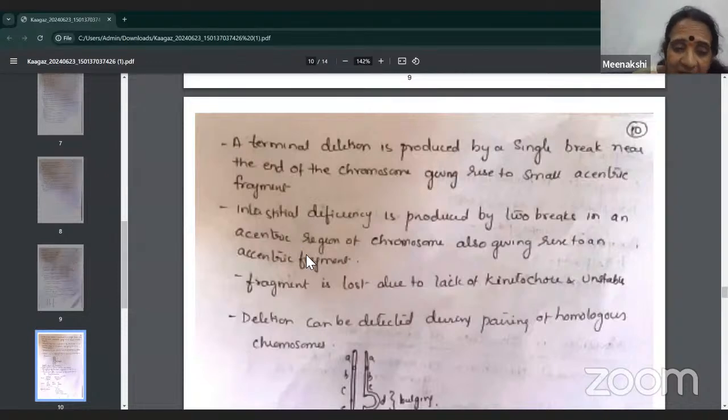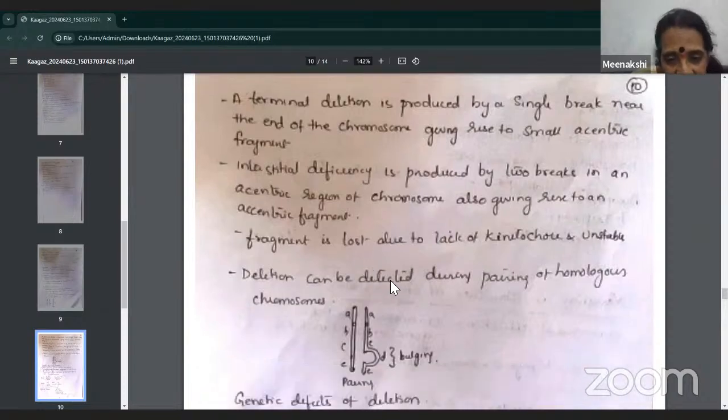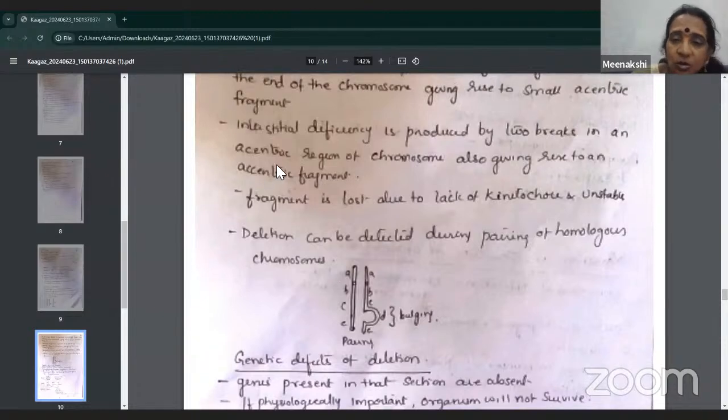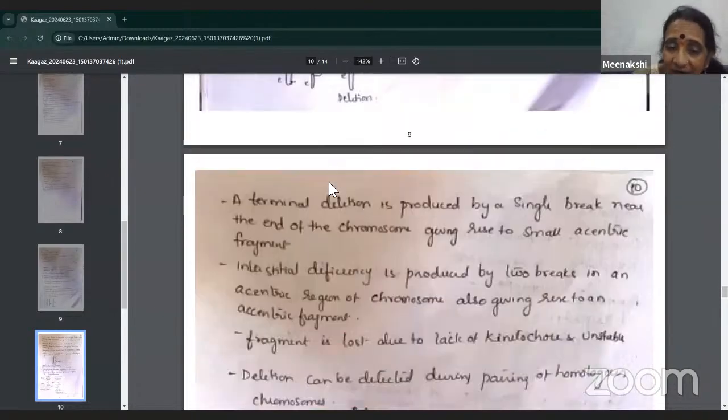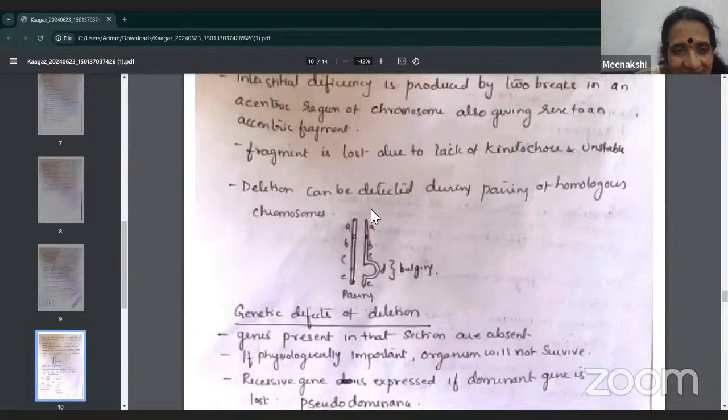And that small fragment that is being removed will not have a kinetochore, therefore it will be lost in the cytoplasm. Deletion can be detected during the pairing of homologous chromosomes. How do you know that the chromosome gene has been deleted? When the meiotic division is occurring, when pairing is occurring. During that, what happens? Homologous chromosomes will pair.